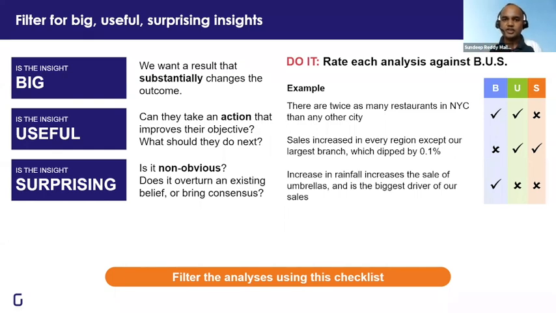Here we propose a structured way of doing the same. We categorize the insights into 3 broad categories. One is big. How substantial is the insight, that it changes the entire outcome? Or how useful is the insight? If I take an action based on what you have found, does it improve anything objectively? And the last one is, is there a surprising element to what you found?